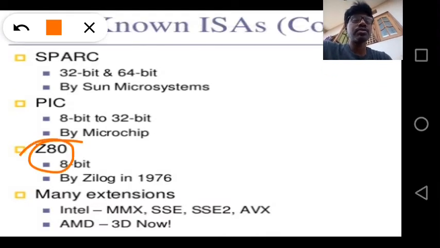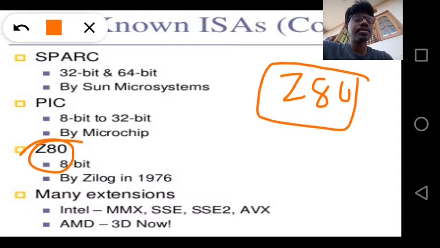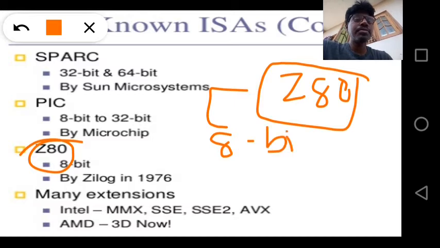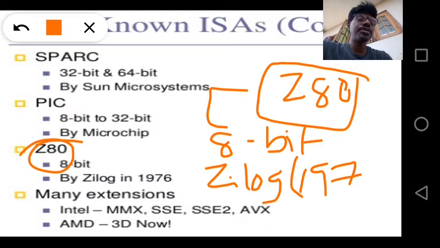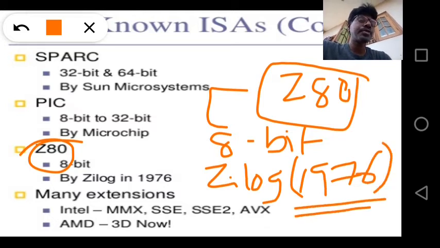Next we have Z80. This Z80 is available only in 8-bit. It is developed by a very old technology company, Zilog. It was developed in 1976.